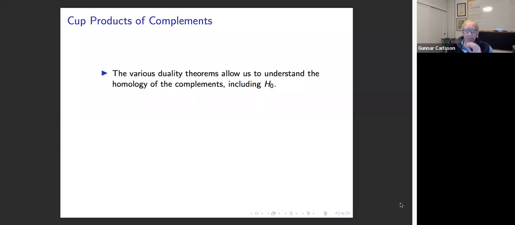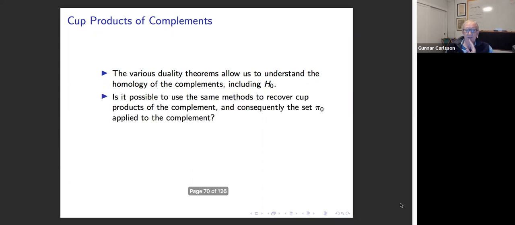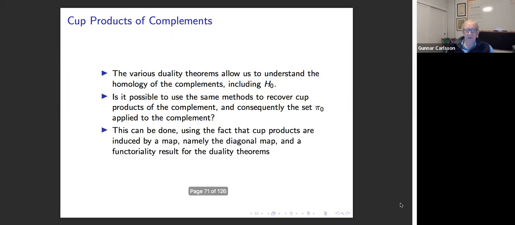Okay, so now the various duality theorems allow us to understand the homology of the complements, including H naught. Can we use those same duality methods to recover cup products of the complement and consequently the set pi naught applied to the complement? It can be done, and it uses the fact that cup products are induced by a map, namely the diagonal map, and a functoriality result for the duality theorems.